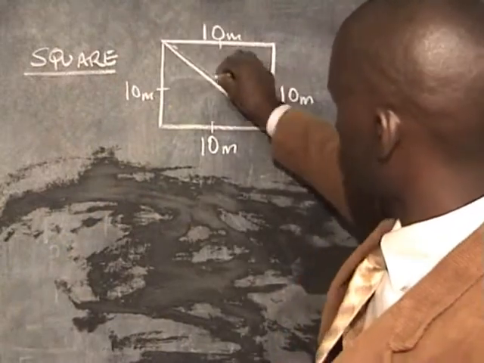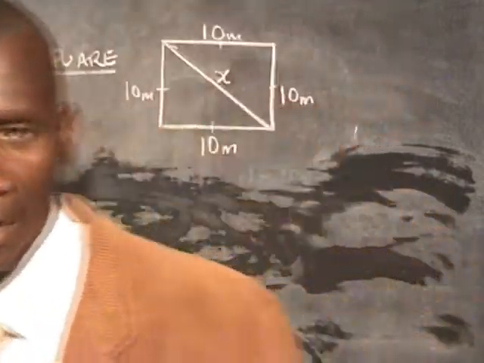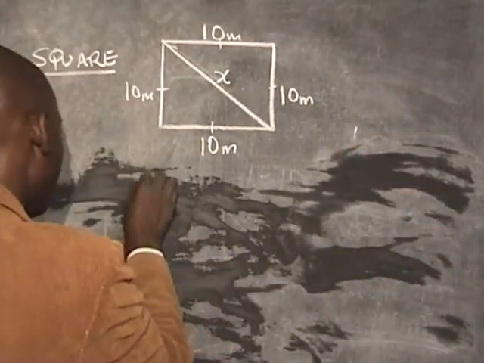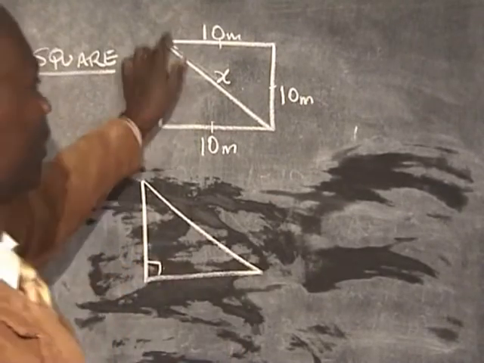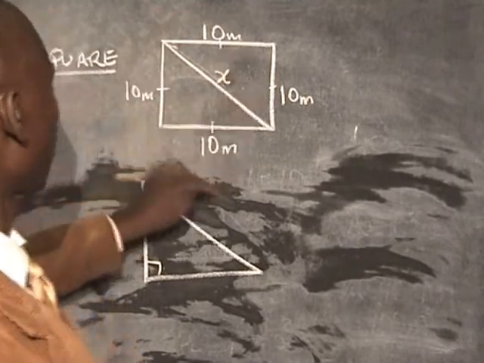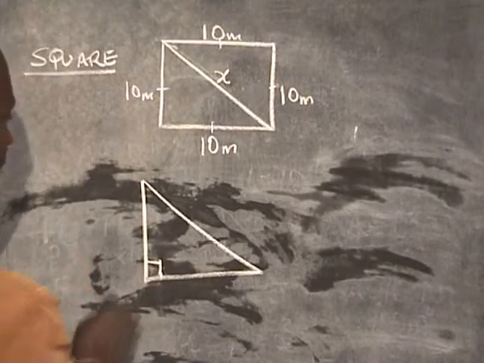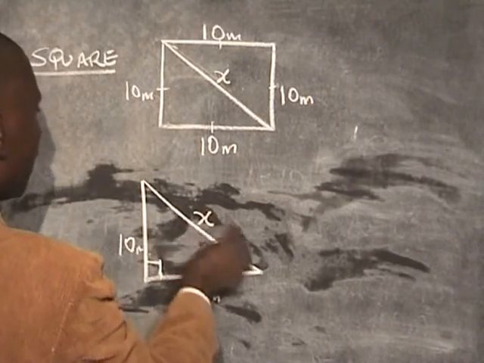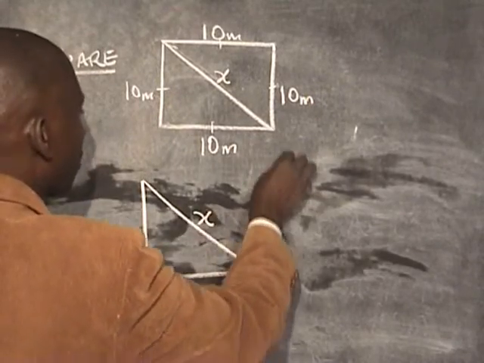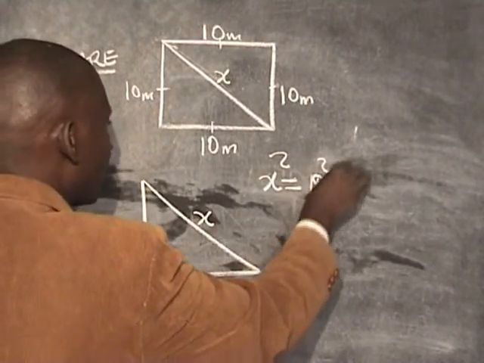You have seen that by drawing its diagonal from there to there, and I call this length x, this results into another shape, of which this is a right angled triangle, since for a square, it has got four 90 degree angles. All the edges are 90 degrees. So this is 10 and this is 10, in meters. To find x, by Pythagoras, x squared is equal to 10 squared plus 10 squared.